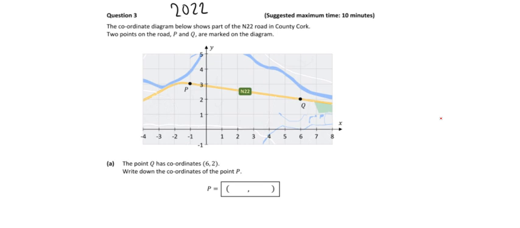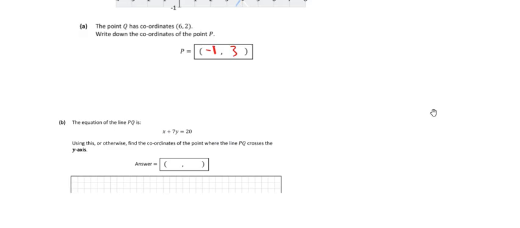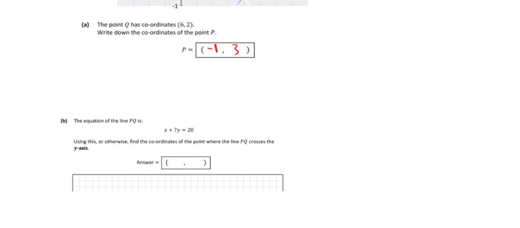The point Q has coordinates 6, 2, write down the coordinates of P. Well, that's just going to be minus 1, 3. That's just writing down the coordinates. Now the point where the line PQ crosses the y-axis, if it crosses the y-axis, then x is equal to 0. And we just have to let x be equal to 0 in this, so therefore 0 plus 7y is equal to 20, so 7y is equal to 20, and y is equal to 20 over 7, therefore 0, 20 over 7. That comes up a bit there, we saw it up above as well.